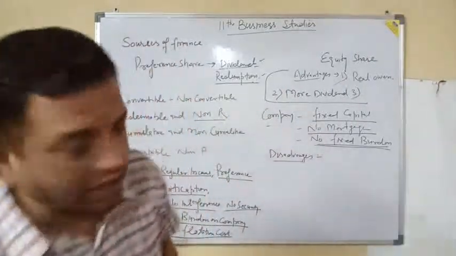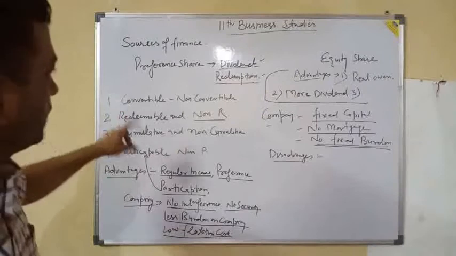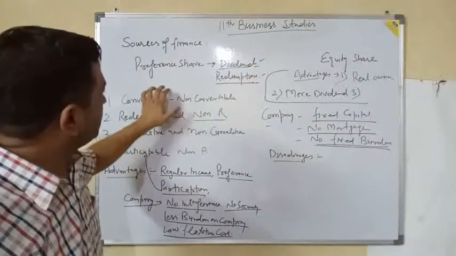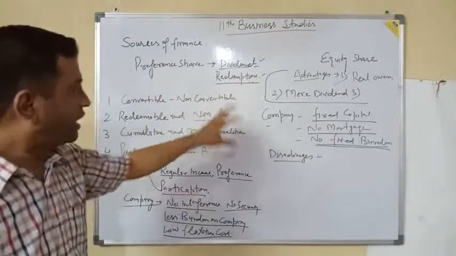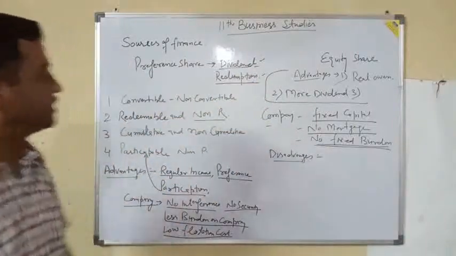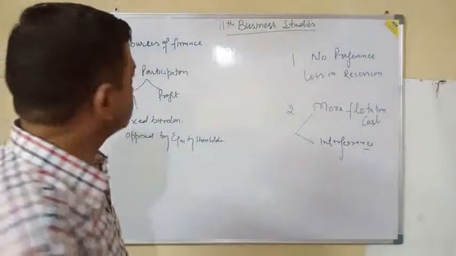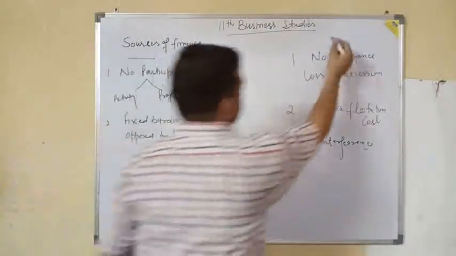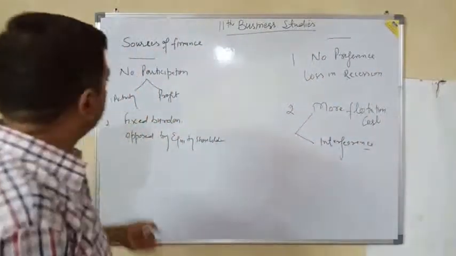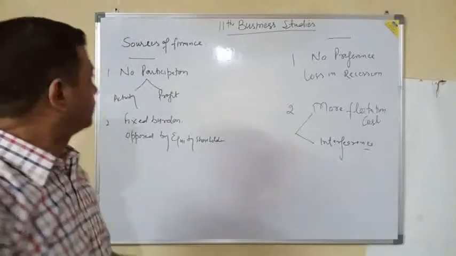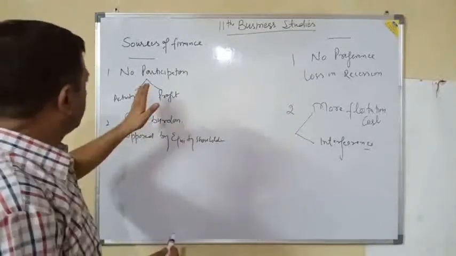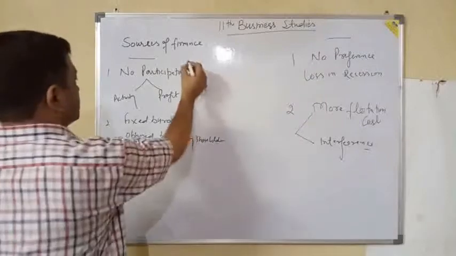Now one by one I will discuss what may be the disadvantage in each category. After analyzing all these things, we will discuss the disadvantages of these two sources of finance. This is preference and this is equity. First of all, we will discuss the disadvantages of preference shares for investors.